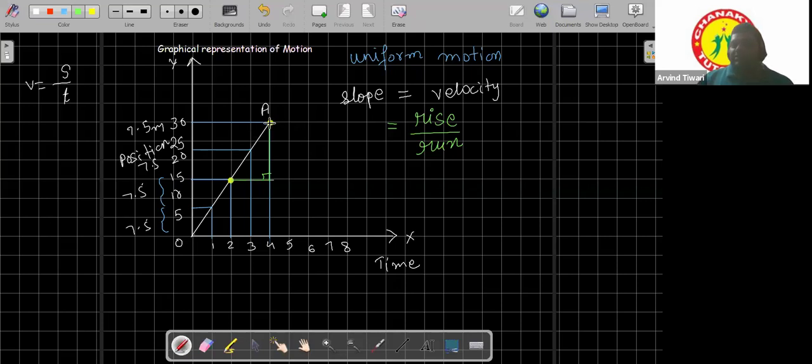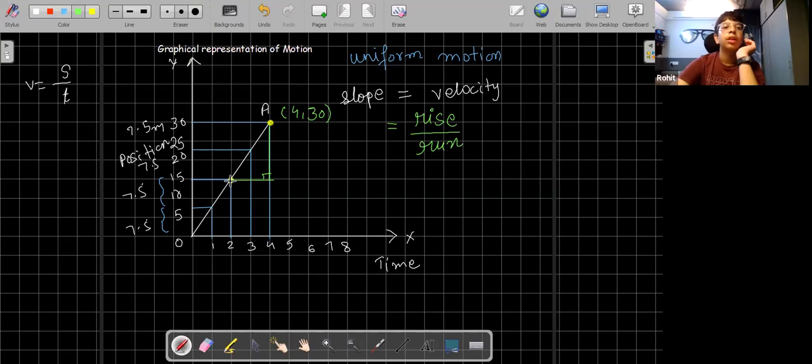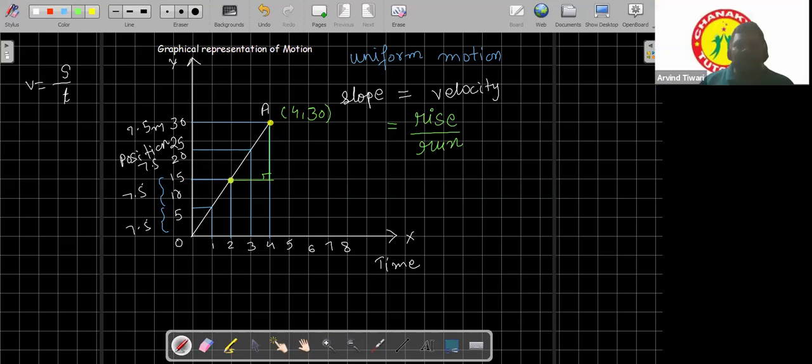You can find out the coordinates of this point A to be 4, 30. Am I correct? Yes, sir. And the coordinates of this point would be 2, 15. Okay, we are writing the x-axis first. Now, can you tell me what is the rise? How much is the increase in height of the graph?